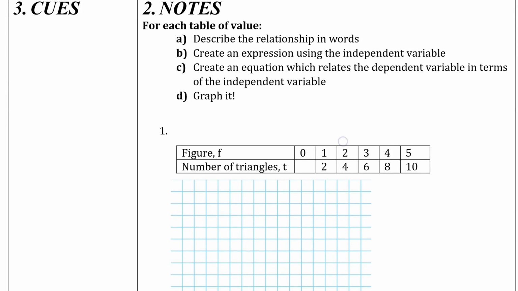So for each of these examples, we should describe the relationship in words, create an expression. Remember, an expression is something that does not have an equal sign, using the independent variable. Create an equation which relates the dependent variable in terms of the independent variable, and let's graph it.